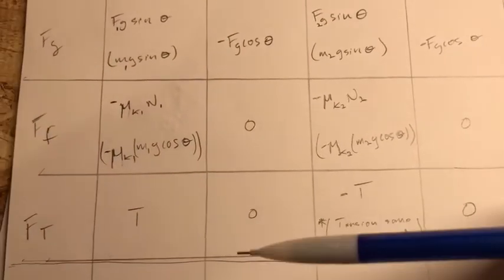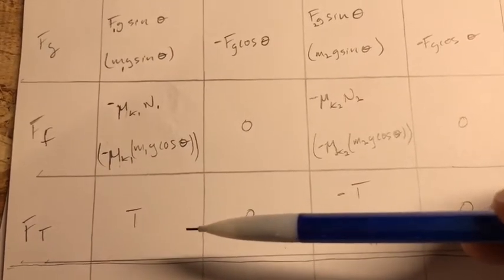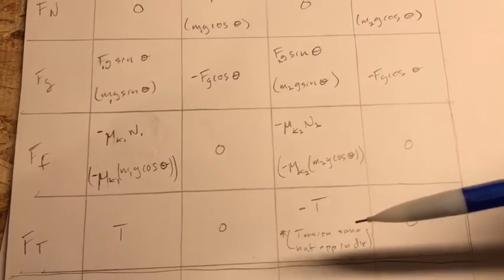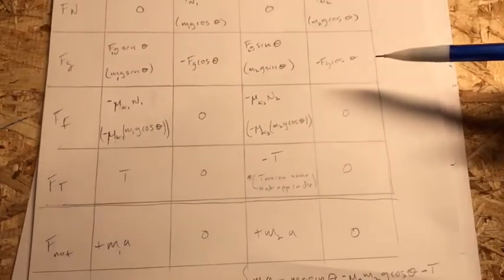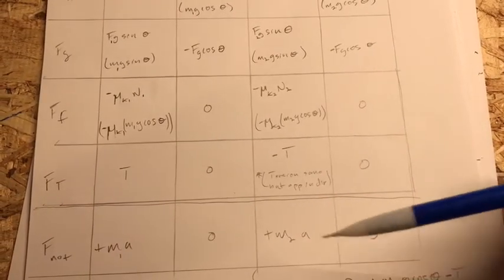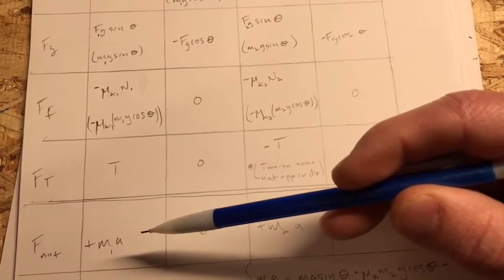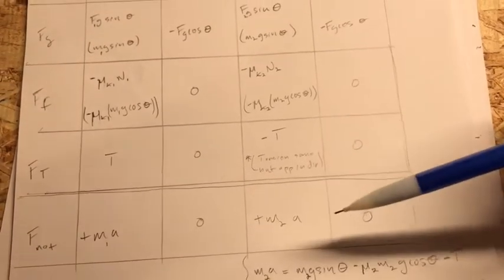Y direction is obviously 0, and then down to the tension force, which would be positive. This is in the positive direction, and for our block 2, it's actually going to be pointing the opposite direction, so it will be negative, which is important to know. And then the vertical direction will obviously be net 0 for both, and because our blocks are accelerating in our positive x direction, it will be positive mass times acceleration.